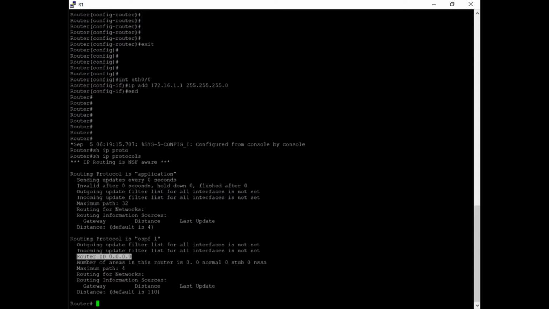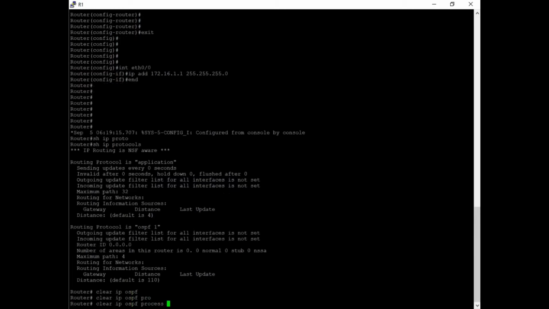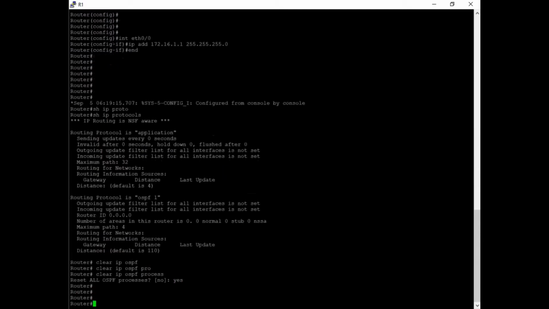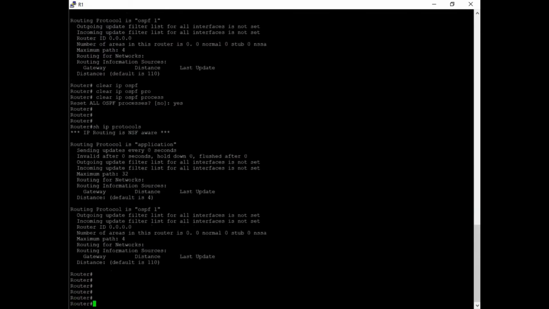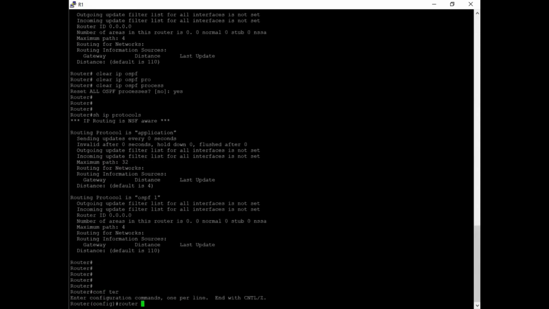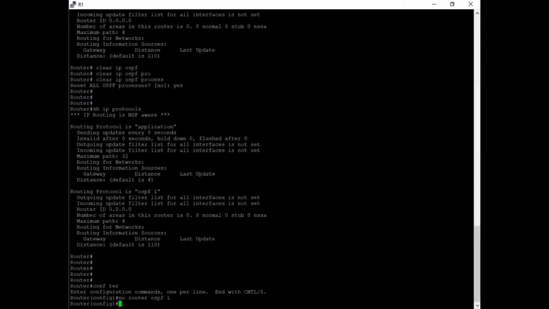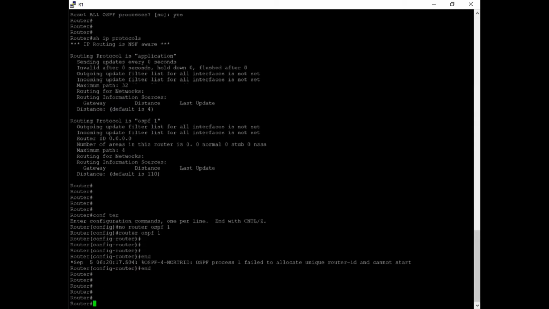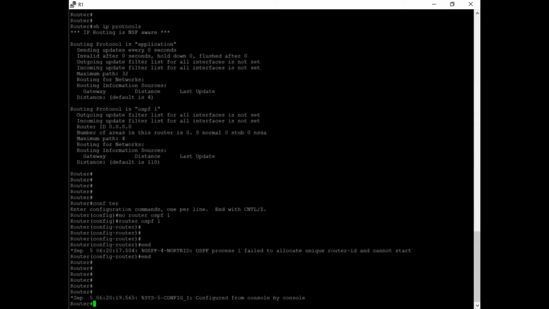It didn't take the process ID yet. We need to fix that by clearing the OSPF IP process, so that we can reselect the router ID. When I did it, let me run the show IP protocols command again. And still it is not working. So maybe I need to go here, do the no router OSPF 1 again. And this time, again it is showing cannot start.